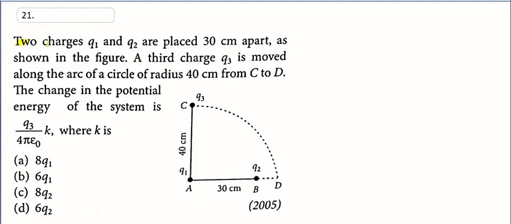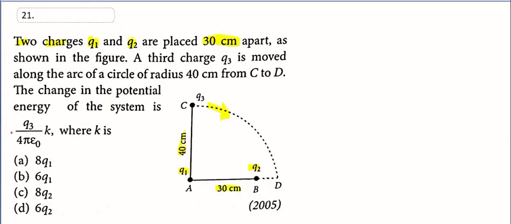So two charges Q1 and Q2 are placed 30 centimeter apart as shown in the figure. A third charge Q3 is moved along the arc of radius 40 centimeter from C to D. From C to D, the change in the potential energy of the system is given.